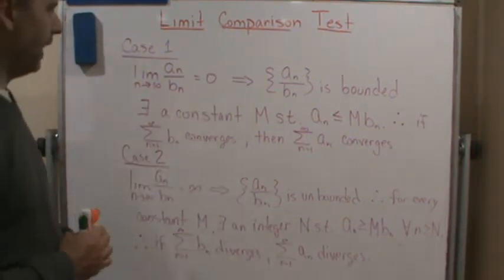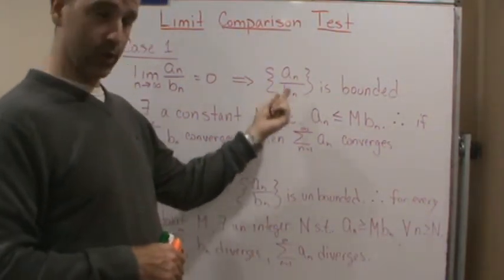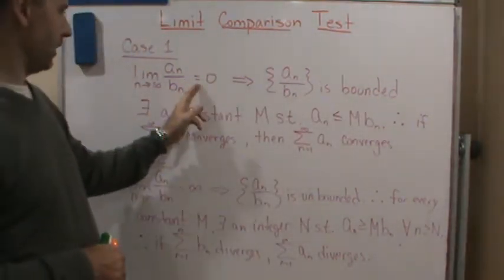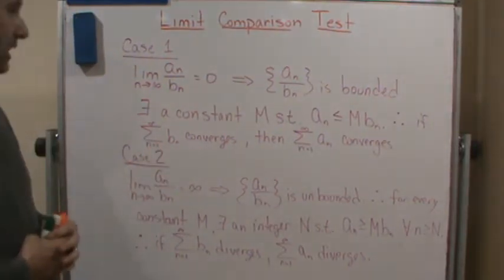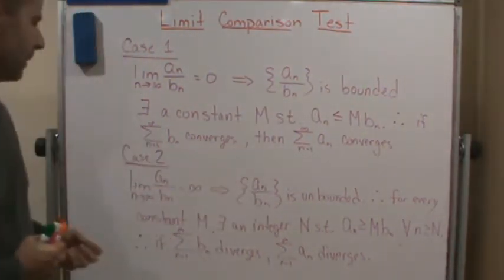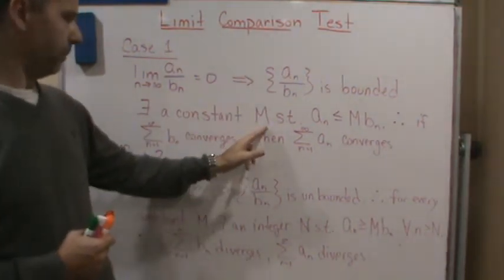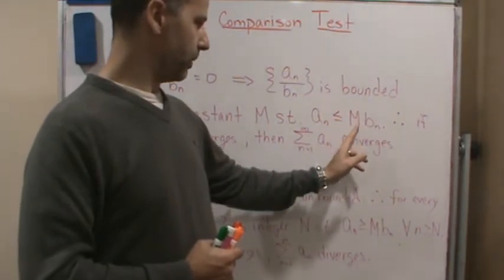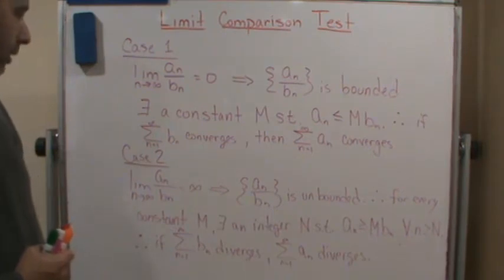Well, what that implies is that the sequence of the ratio of the terms is bounded, okay? Because obviously, if the limit of this ratio goes to 0, what we could say is it is bounded. And so what that means is that there exists a constant M such that a sub n is less than or equal to some multiple of b sub n, right? For all n greater than or equal to N.